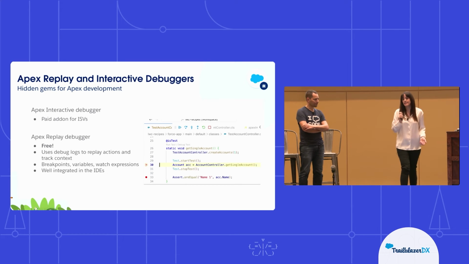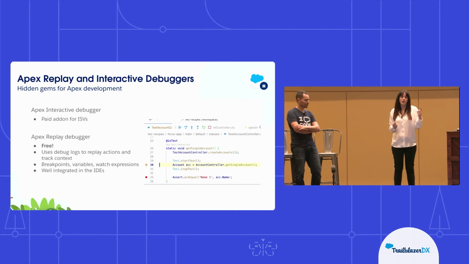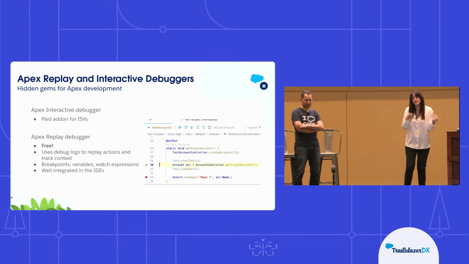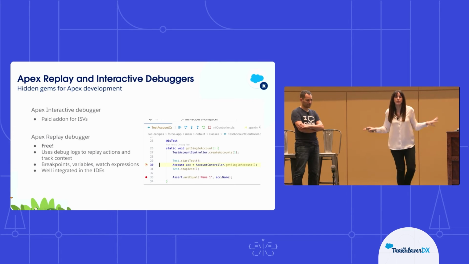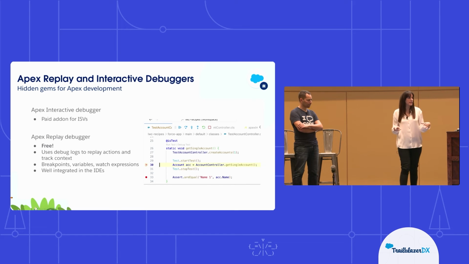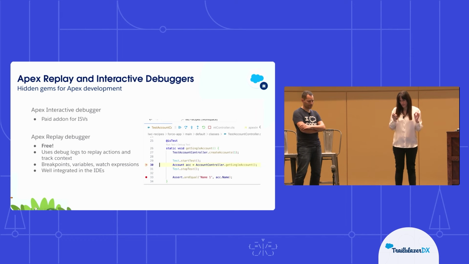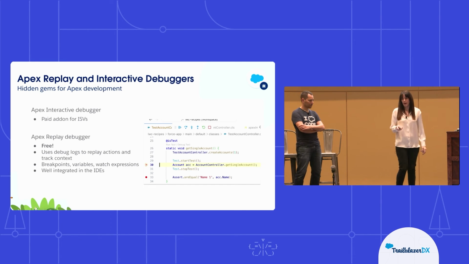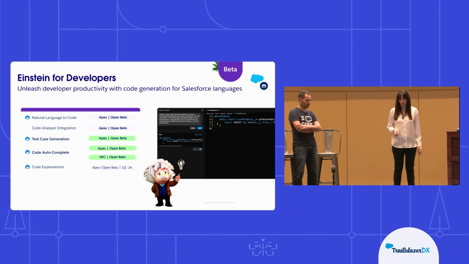And one of those extensions is very useful for creating Apex code and debugging it. And that tool is the Apex Replay Debugger. Actually, there are two debuggers. The first one is the Apex Interactive Debugger, but I'm not going to focus on that one because it's a paid feature for ISVs only. And the second one is the Apex Replay Debugger, which is completely free. It comes installed with the extensions, and everyone can use it. And this is very useful because it allows you to add breakpoints, variables, watch expressions, and more. And we are going to take a look at that in a second in a demo.